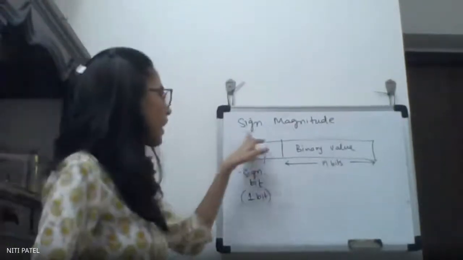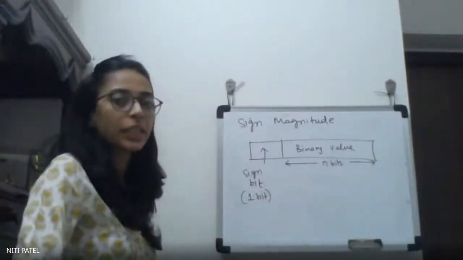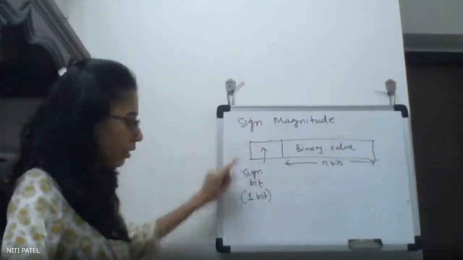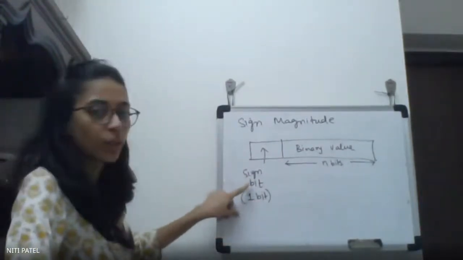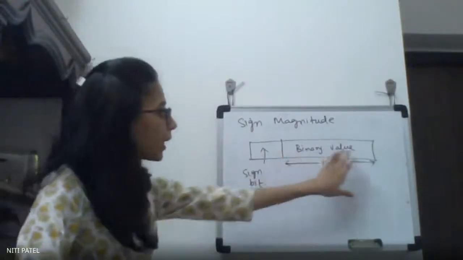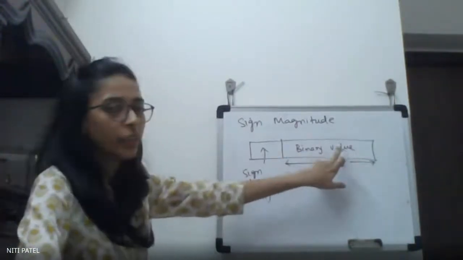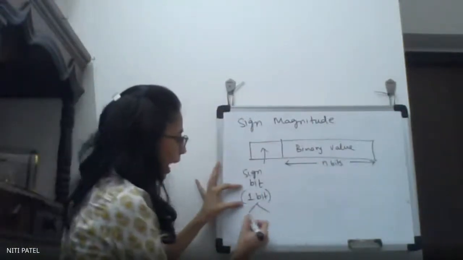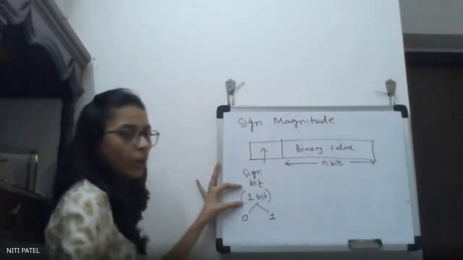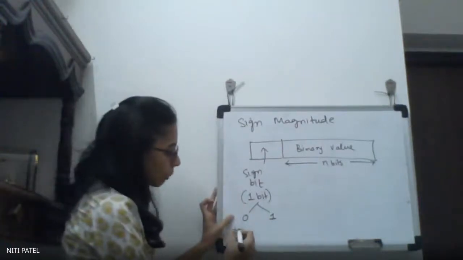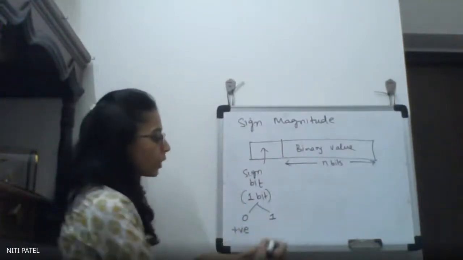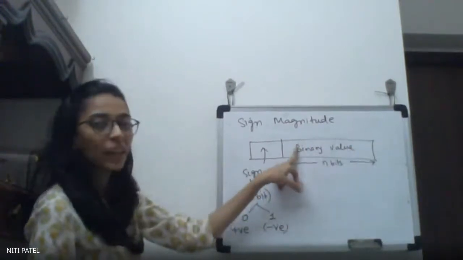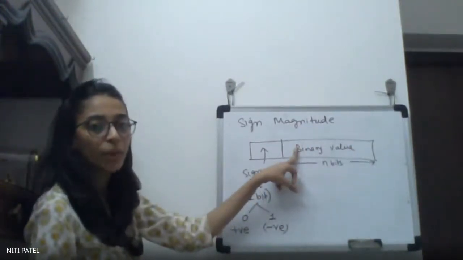So how is sign magnitude represented? It is represented in this format, where the first bit, that is 1 bit, is reserved for the sign bit, and the remaining n bits will be your binary value. Now this 1 bit can be either 0 or 1. If it is 0, the number is positive. If it is 1, the number is negative. What we write over here is the binary value of that decimal digit.